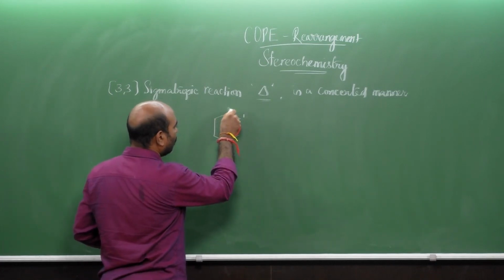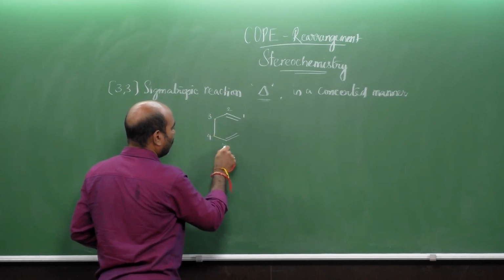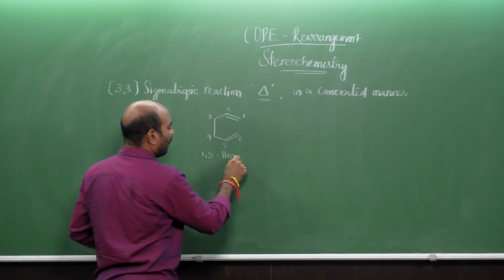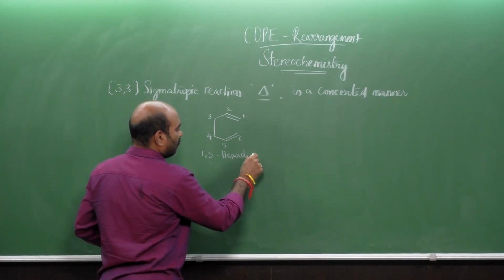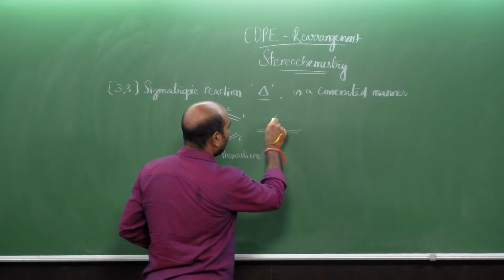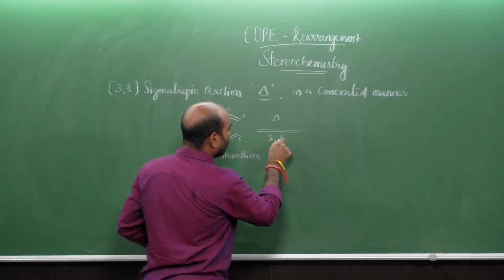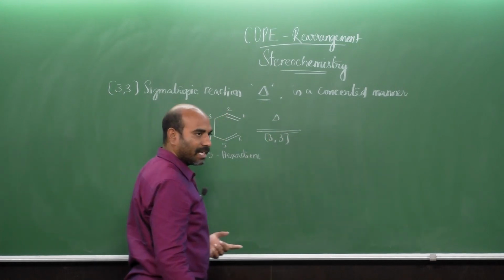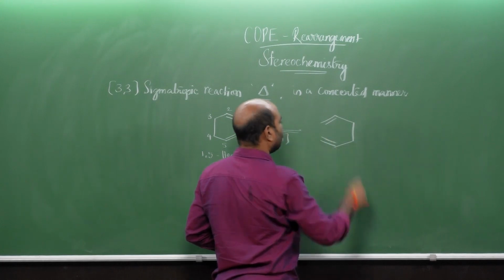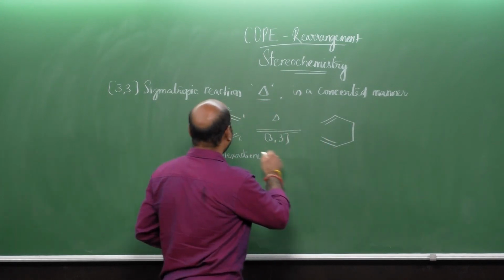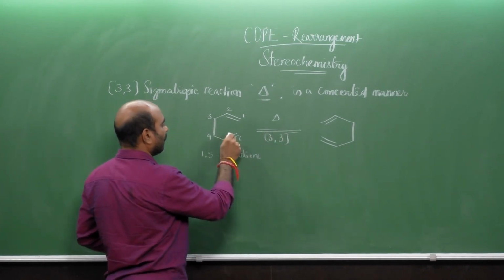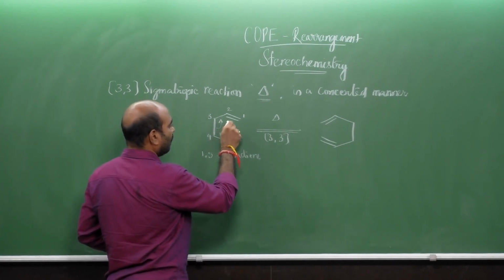This is 1, 2, 3, 4, 5, 6. So it is a 1,5 hexadiene. So any 1,5 diene when subjected to heating may possibly undergo 3,3 sigmatropic rearrangement and the product will be this, right? So the sigma bond here is moving there. So this will be happening like this.